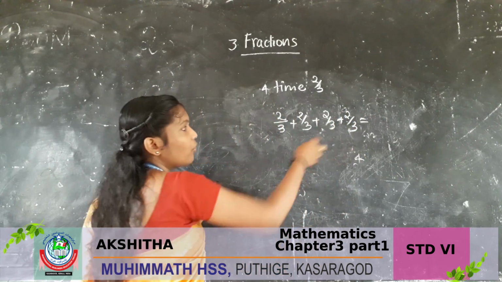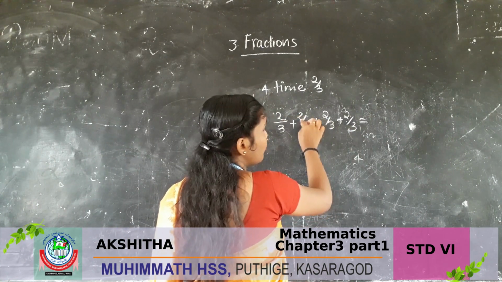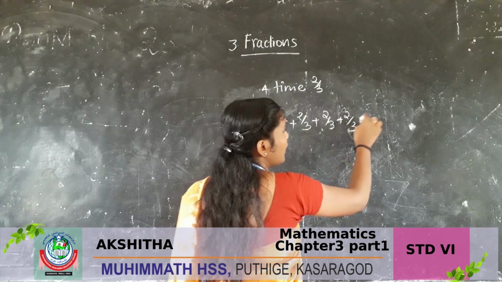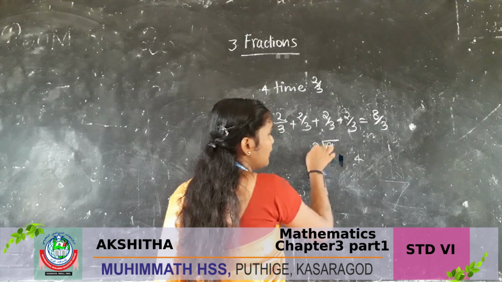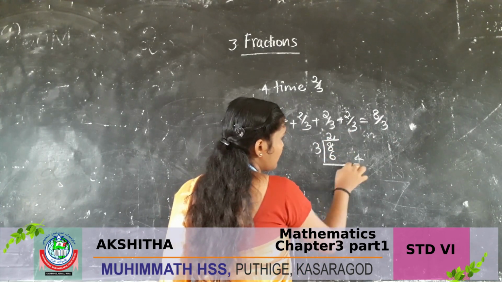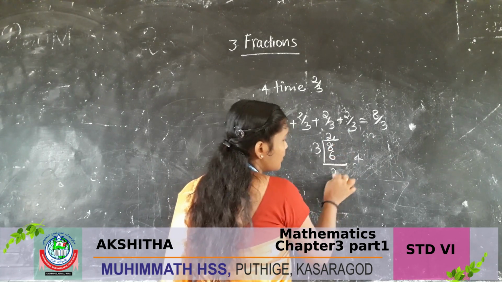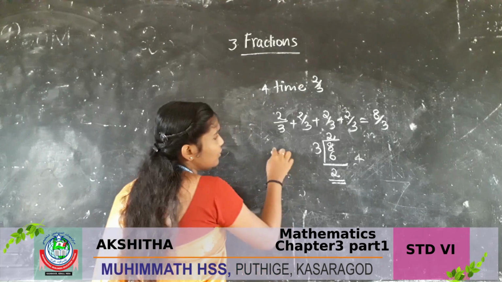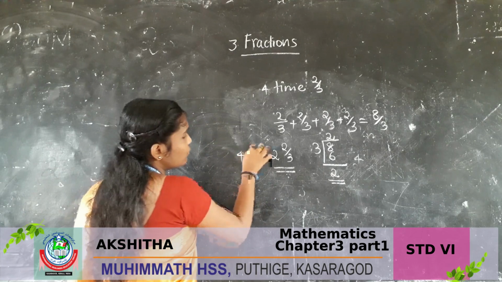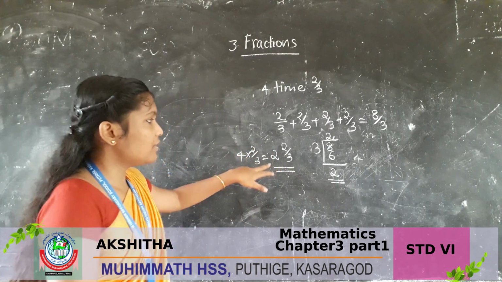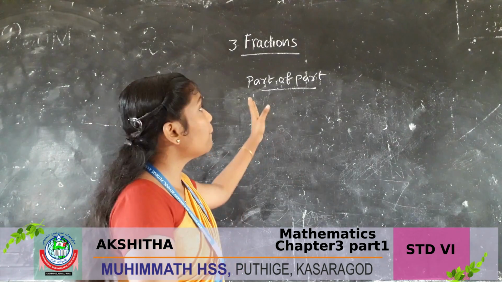You can see here 4 times 2 by 3. 2 plus 2 plus 2 plus 2 4. 4 plus 2 6. 6 plus 2 8. 8 by 3. 8 divided by 3. 3 2s are 6. 8 minus 6, 2. So what is the answer? 2 by 3. 4 into 2 by 3 is equal to answer 2 by 3. Is it clear? Let us see part of part.